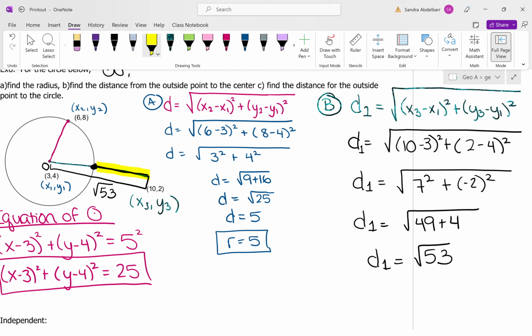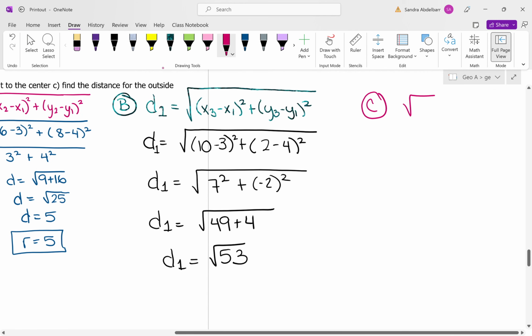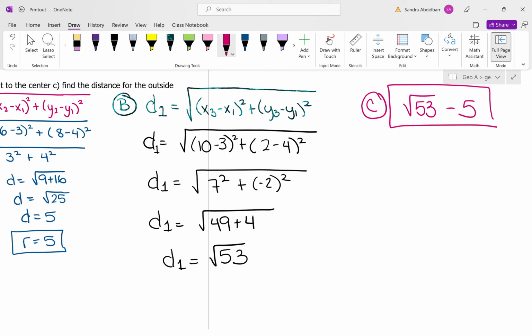Bridget? 25 minus root 53. Say it one more time. 25 minus root 53. Why 25? This is the radius. The radius squared is 25. Oh, I mean 5. So then if this is 5, Bridget's right, that's going to be the radius. So from the center to the rim is 5. But then you want to do not small minus big. You want to do big minus small. So we are going to do root 53 minus 5. And that is our distance from the outside point to the rim of the circle.